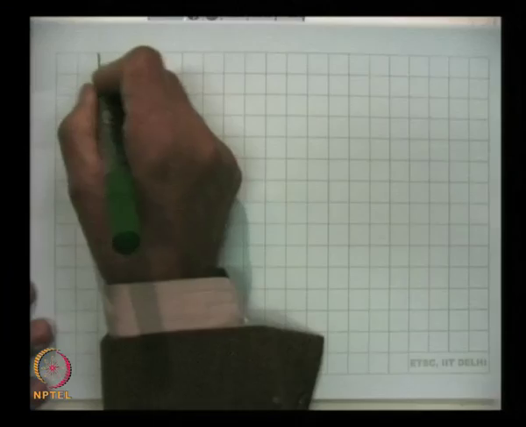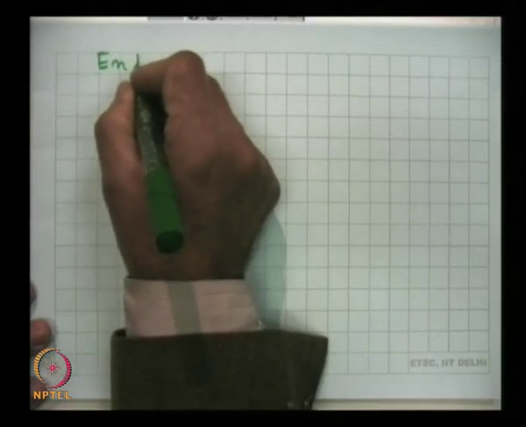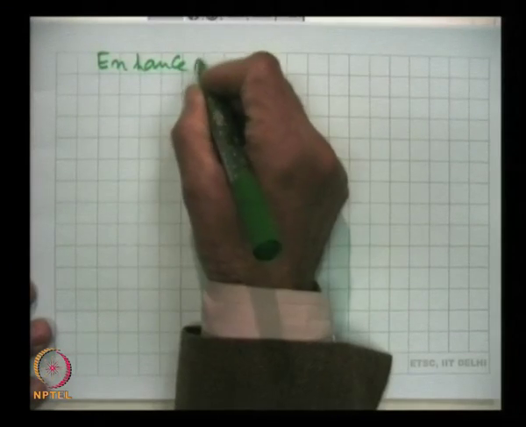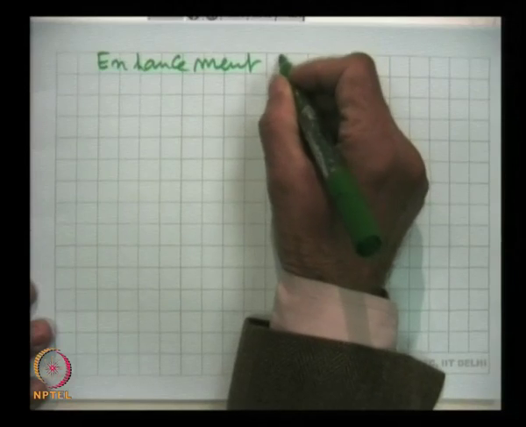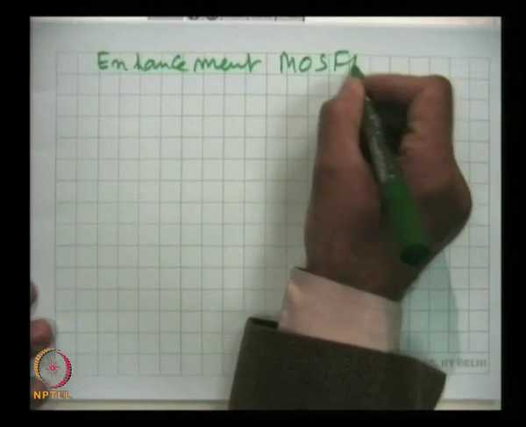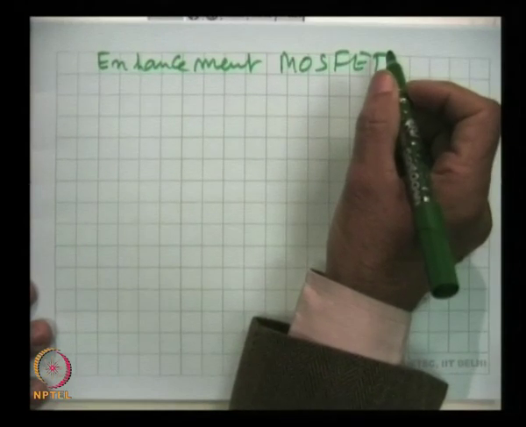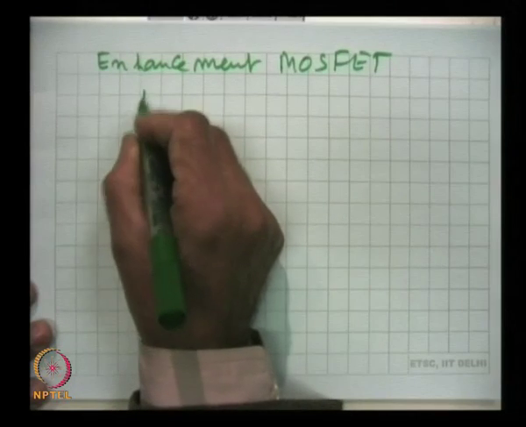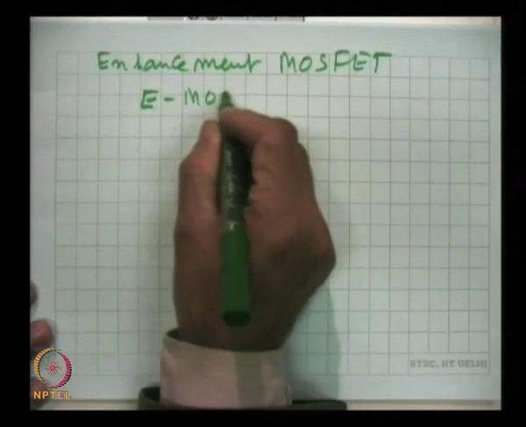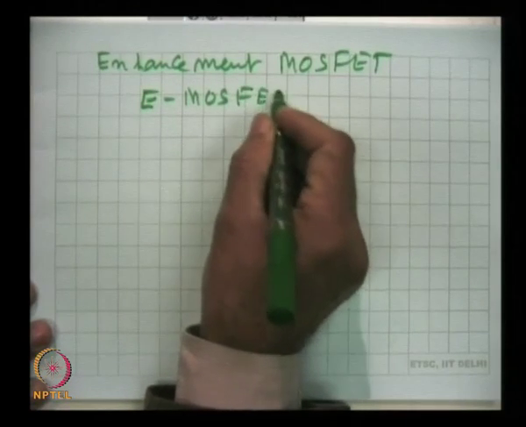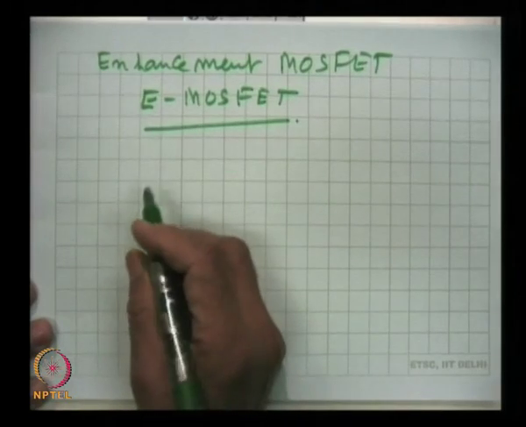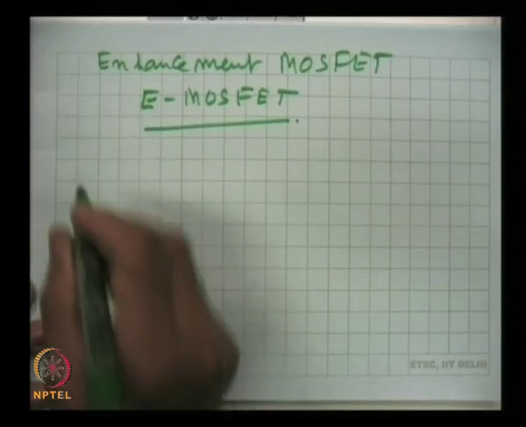Now, we go for the next MOSFET, that is enhancement MOSFET. Enhancement MOSFET, also written as E MOSFET. First, we take construction.